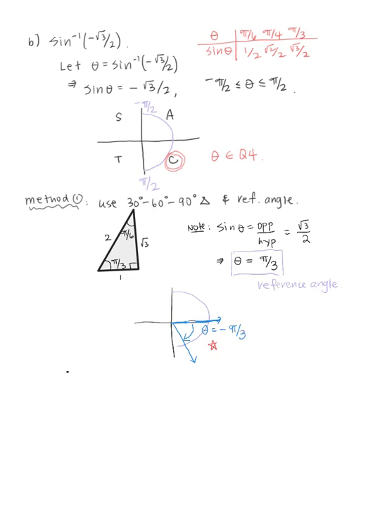So therefore, our answer is going to be sine inverse of negative root 3 over 2. This was our theta. We call that one theta. So the answer is going to be negative pi over 3.